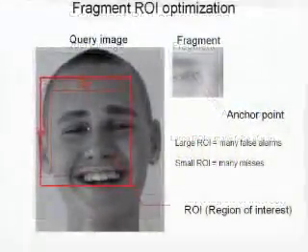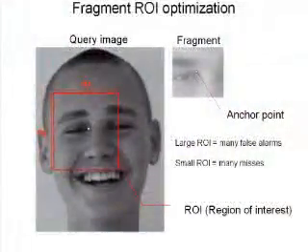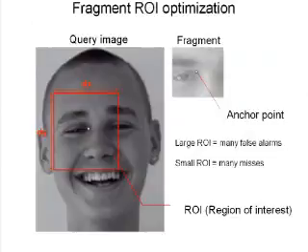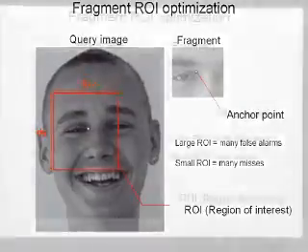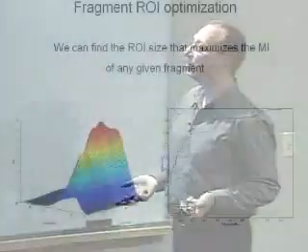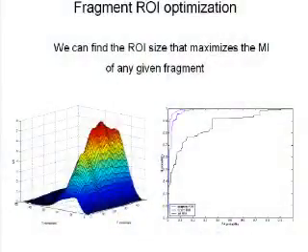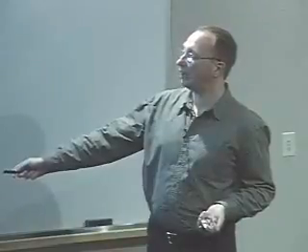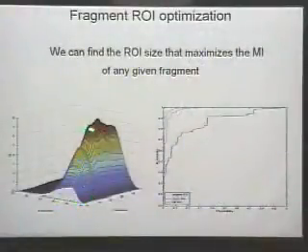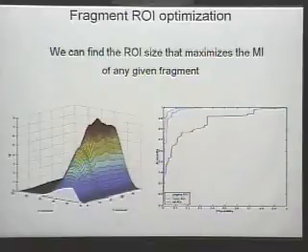if the ROI is too small, then we have many misses. If the ROI is too big, we have many false alarms. So there exists a golden middle, somewhere in between. And indeed, we are able to find it. Here I show the plot of mutual information of some typical fragment as a function of the y and x size of the ROI. And you see that it reaches a maximum at some intermediate point. So we can find it.